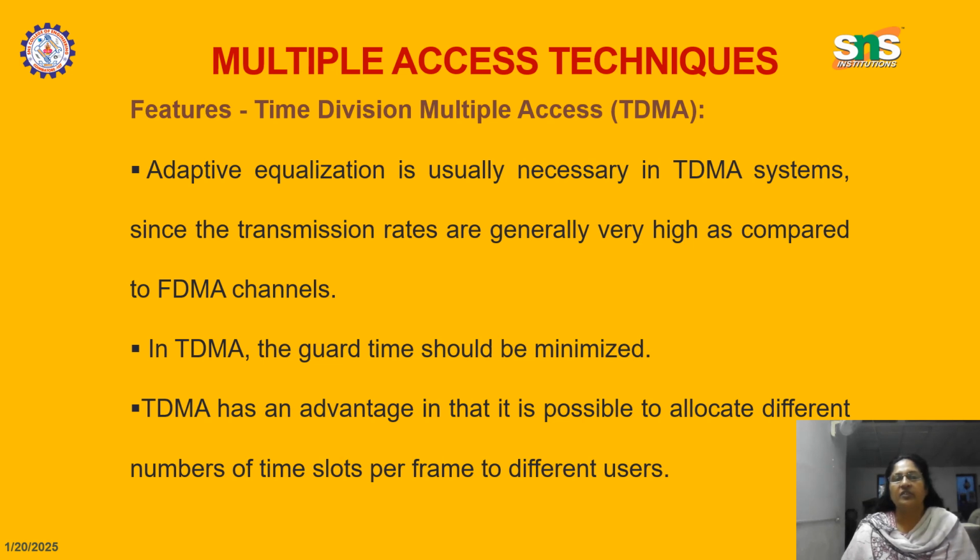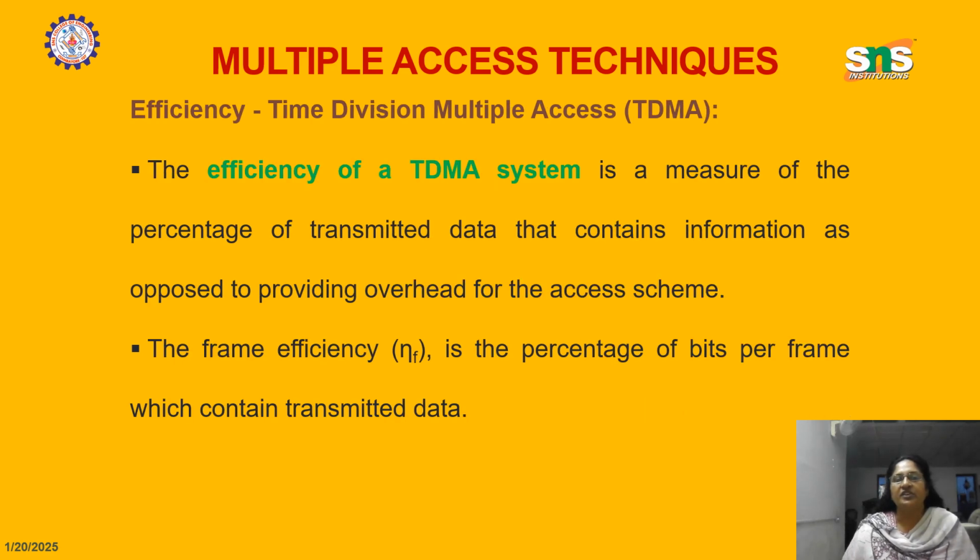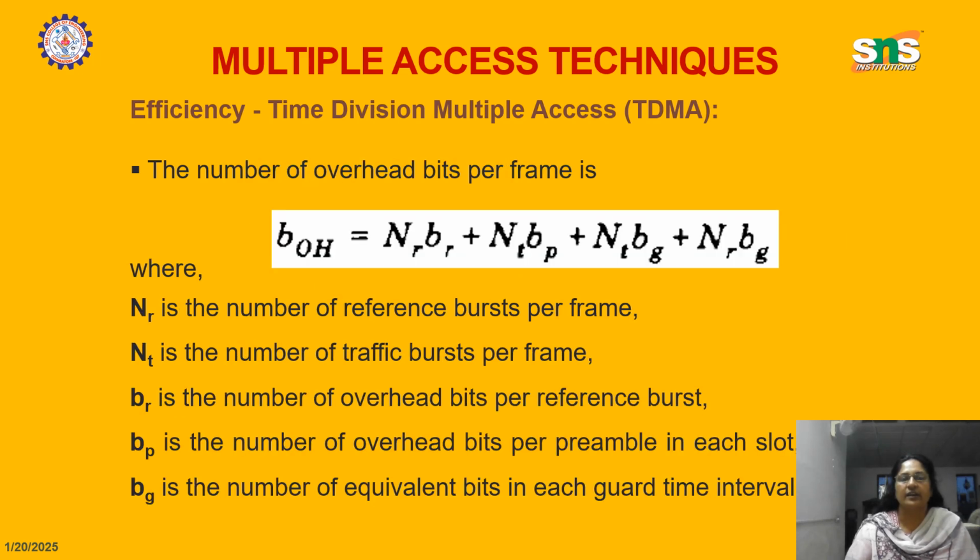Features of TDMA. Adaptive equalization is usually necessary in a TDMA system since the transmission rates are generally very high as compared to an FDMA channel. In TDMA, the guard time should be minimized. TDMA has an advantage in that it is possible to allocate a different number of time slots per frame to different users. The efficiency of a TDMA system is a measure of the percentage of transmitted data that contains information as opposed to providing overhead for the access scheme. The frame efficiency is the percentage of bits per frame which contain transmitted data.